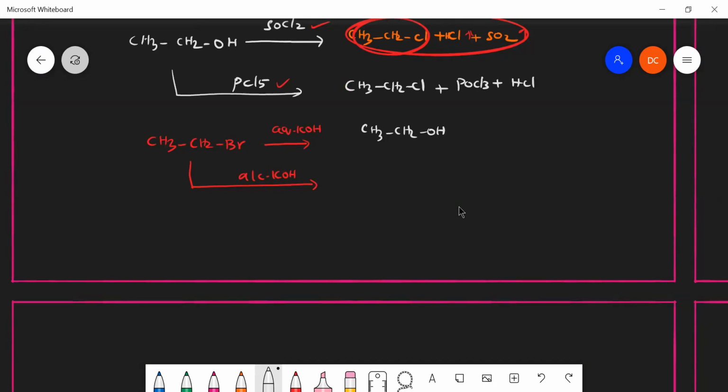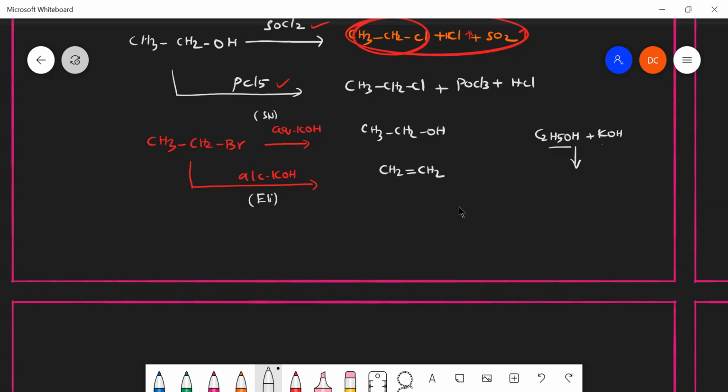Alcoholic KOH. So it's an SN reaction, a nucleophilic substitution reaction. So elimination. Elimination reaction means what? So I'll get alkene as a product. Okay. So alcoholic KOH, say for example, C2H5OH. If it reacts with the KOH, then what will it give?